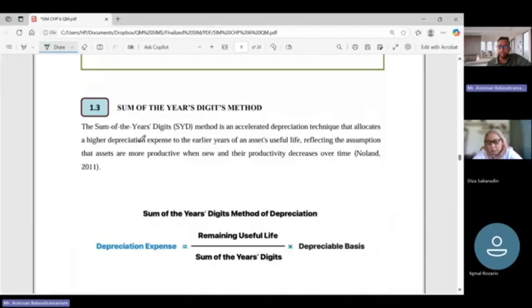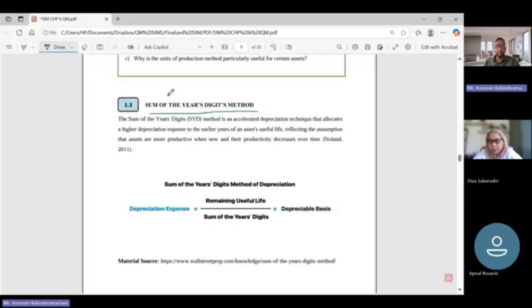So this is the first area. The second area, I want both of you to look at the sum of the years method. For next session, I'll be throwing so many questions to both of you to test your level of understanding on these two areas. So it's going to be intensive chats or rapid fire kind of questions.